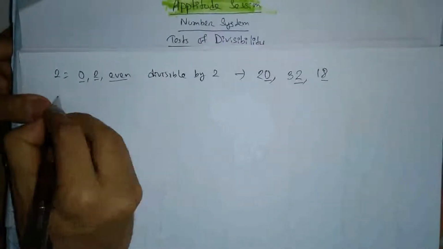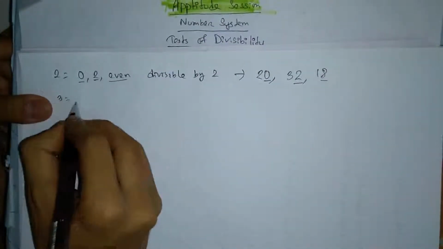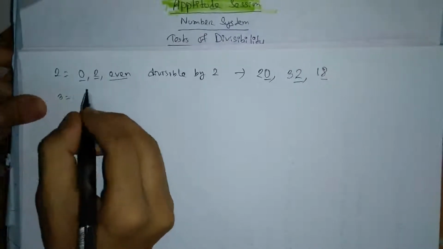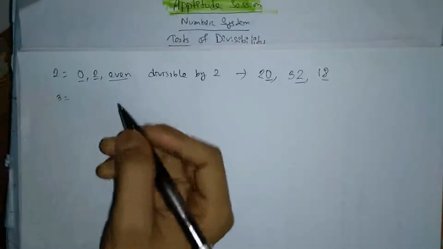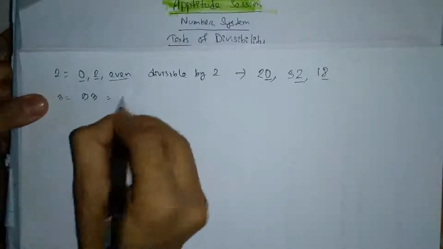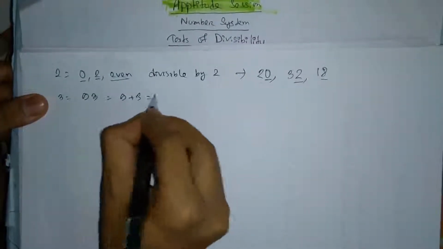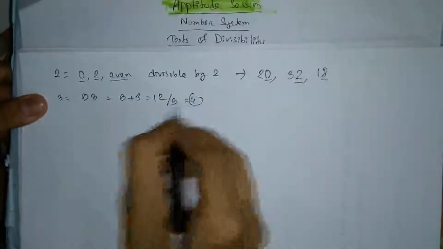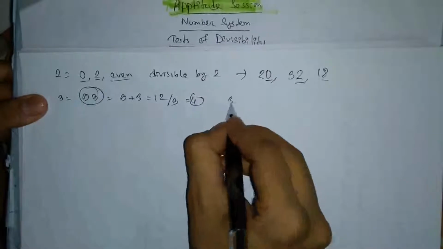In case of 3, if the sum of the digits of the number is divisible by 3, then the whole number will be divisible by 3, like 93. 9 plus 3 equals 12, and 12 is divisible by 3. So 93 will be divisible by 3.